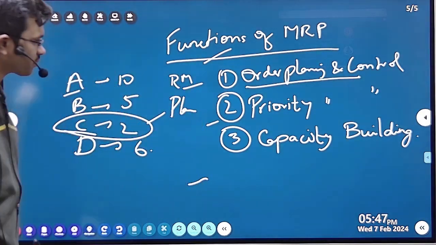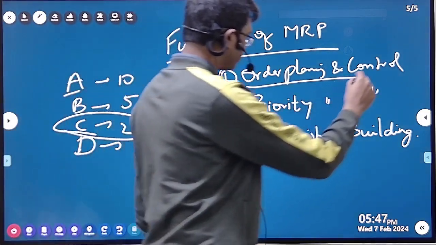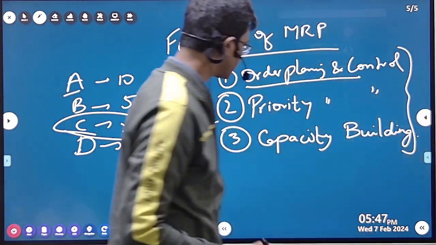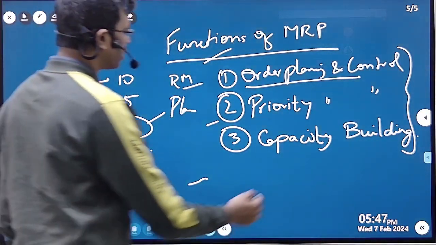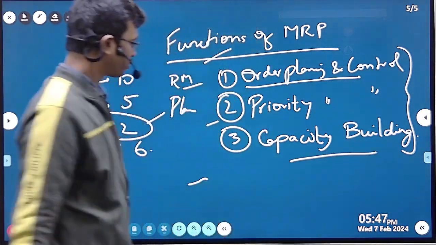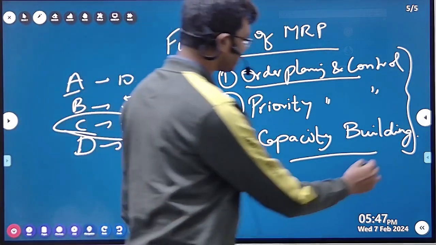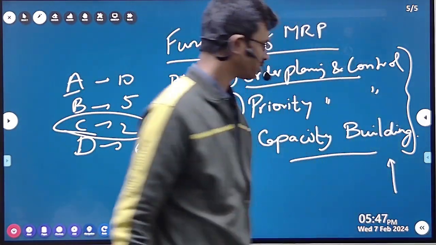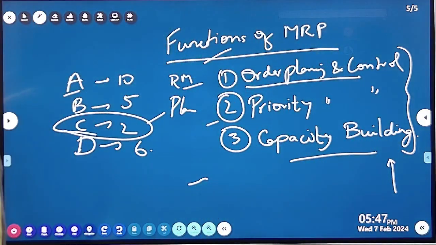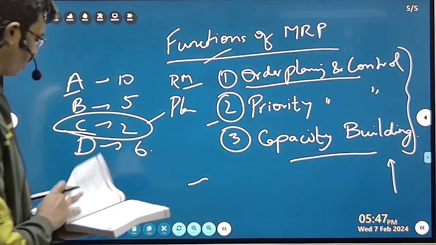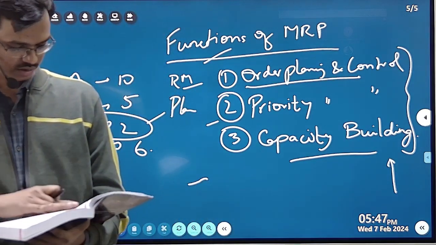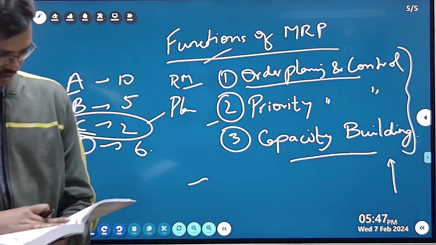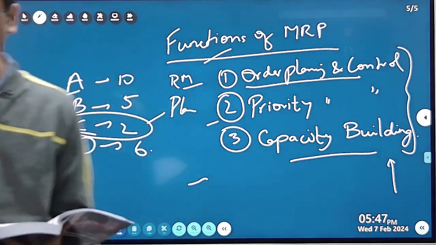Okay. And generally, what does planning do? Planning helps capacity building in the long term. So this is a long term function where you will have to increase your capacity, and your capacity will increase in the long term, right? So this is material requirement planning. You can go through the advantages and disadvantages. Okay, there is nothing much to explain over there, so you can give it a read yourself.